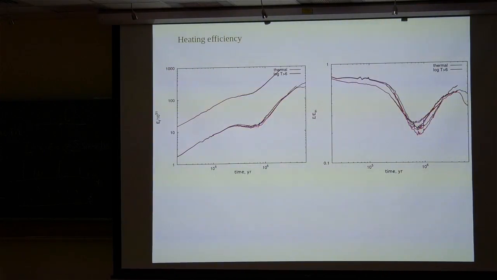And the thermal efficiency here, these are two examples, they differ by supernova rate. So this one is, I don't remember, one supernova in 1,000 years, and this one is one supernova in 10,000 years, I think. And this is the thermal energy. You see that it is close to proportional to the total energy injected, and then it flattens and goes up. And this is the thermal efficiency. It goes down first, then at some point it reaches the minimum, and then goes up to 0.3 or something like that.